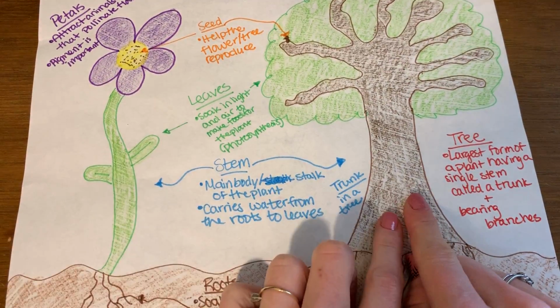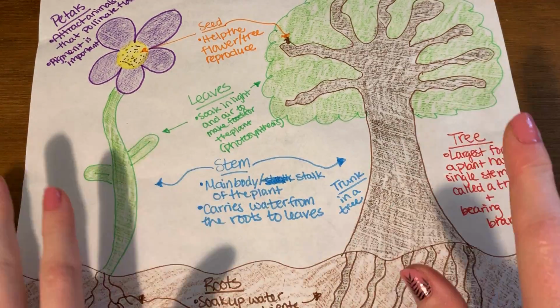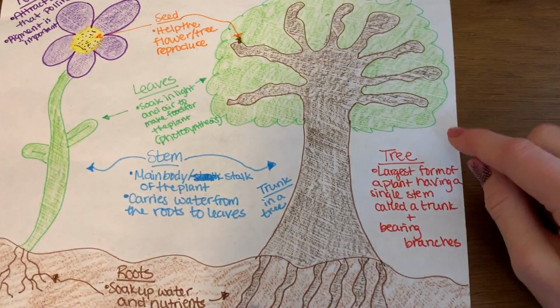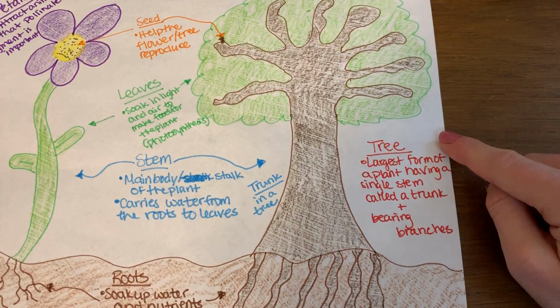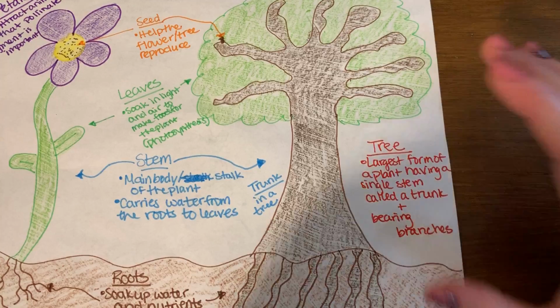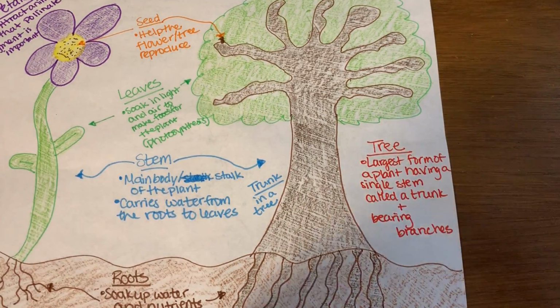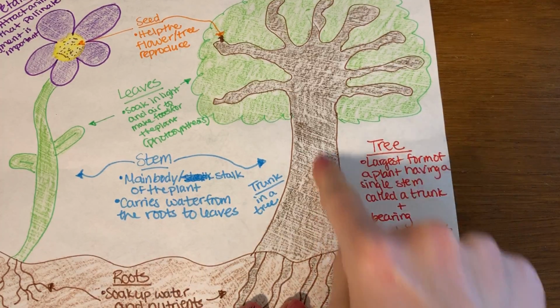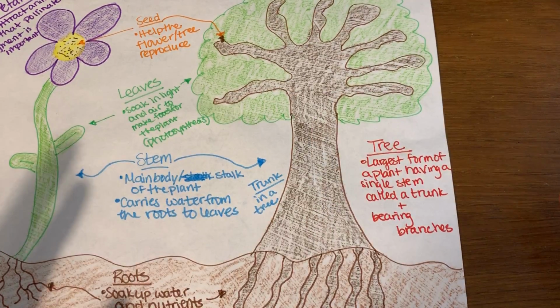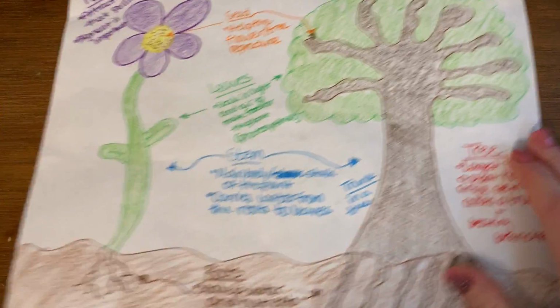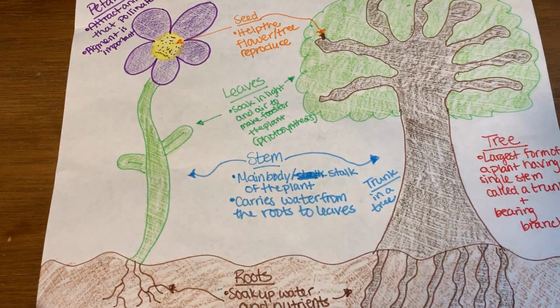So I have a tree here and a flower here. Now, yes, flowers are not as big as trees, but that's fine for this picture. The tree is the largest form of a plant. There's no plant bigger than a tree, okay? Trees are the largest, and it has a single stem, and we call it a trunk. When it's a tree trunk, it has branches, versus the stem of a flower.